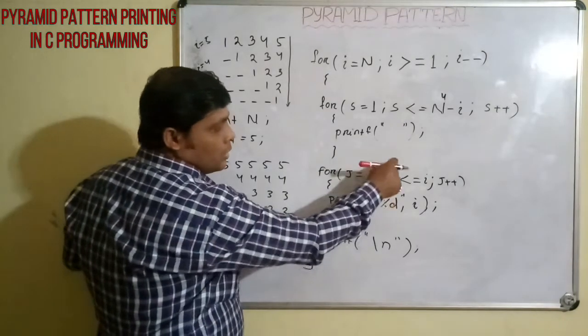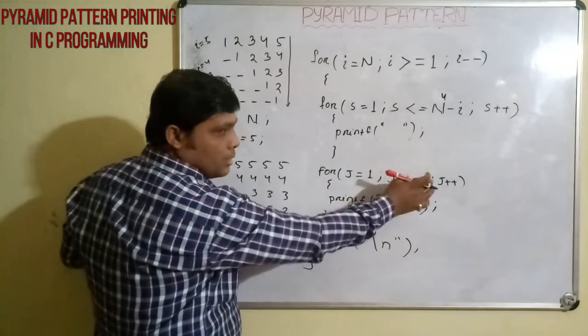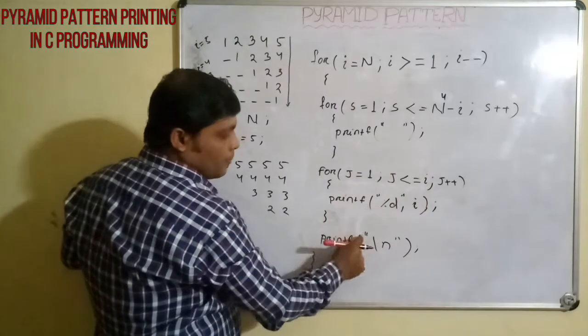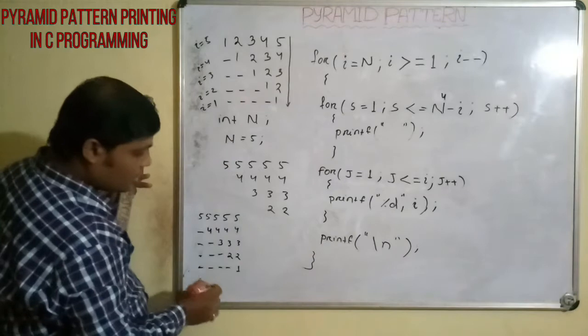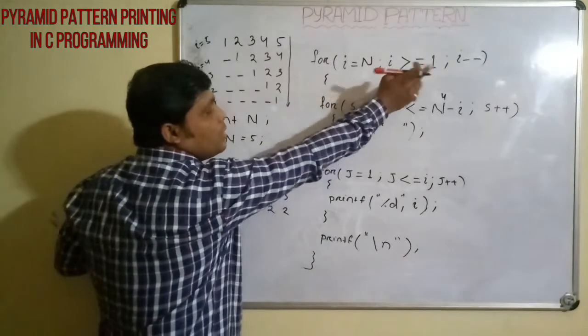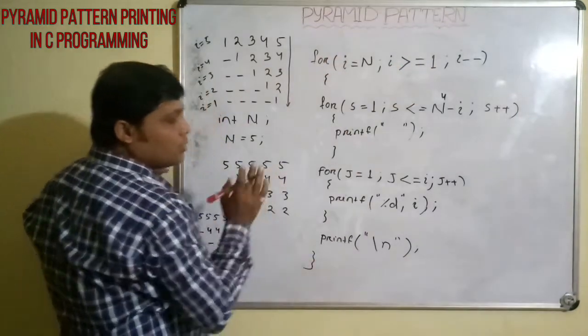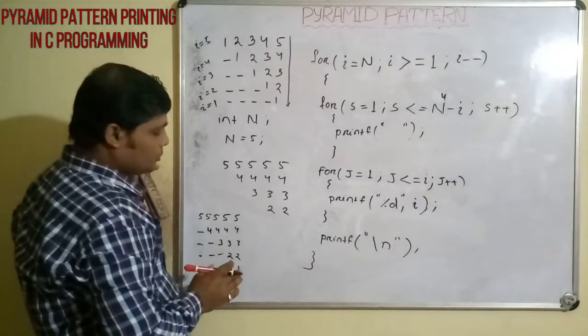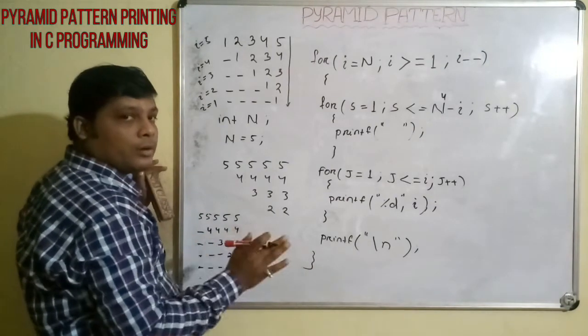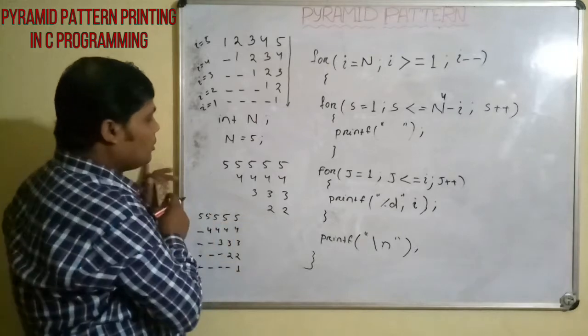When j value will be 2, it will go out of this loop. 2 less than equal to 1. Condition false. So print a backslash and it will go to the next line. I value will be 0. 0 greater than equal to 1. Condition false. It will go out of the I loop. So it will print this structure. Clear? Understood? This is very simple.